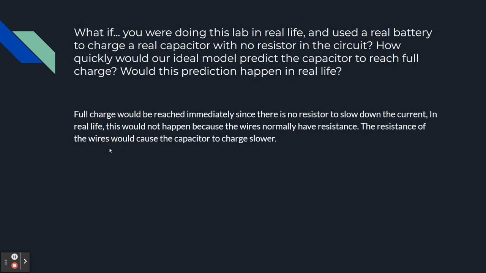What if you were doing this lab in real life and used a real battery to charge a real capacitor with no resistor in the circuit? How quickly would your ideal model predict the capacitor to reach full charge? Would this prediction happen in real life? Full charge would be reached immediately since there is no resistor to slow down the current. However, in real life this would not happen because wires have an innate resistance to the current, and this resistance of the wires would cause the capacitor to charge slower.